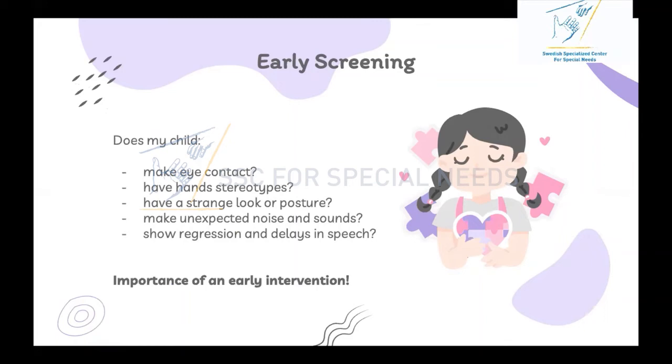In our center, we believe that early intervention is key to success. So how can we do the screening for our child? How can we ask ourselves, is there any red flag or possible signs that our child has autism? We can ask ourselves, does my child make eye contact? Does my child have hand stereotypes? Does my child have a strange look or posture, or make unexpected noise and sounds? And how about speech? Is it delayed, or is there any regression? For example, my child spoke before, but now he doesn't speak. So here we emphasize early screening and early intervention.